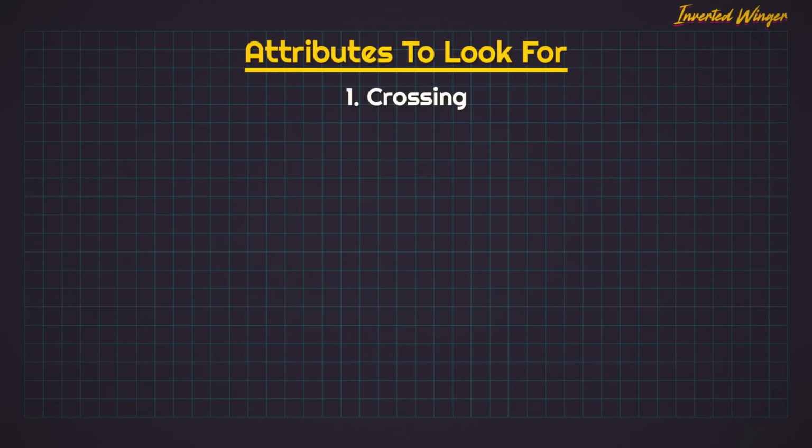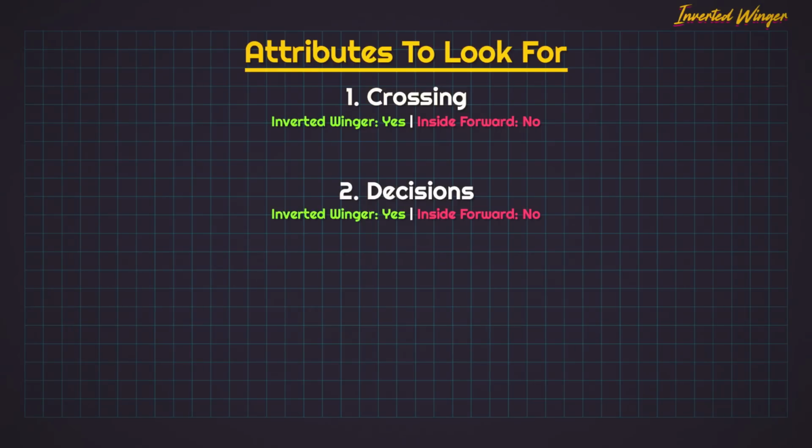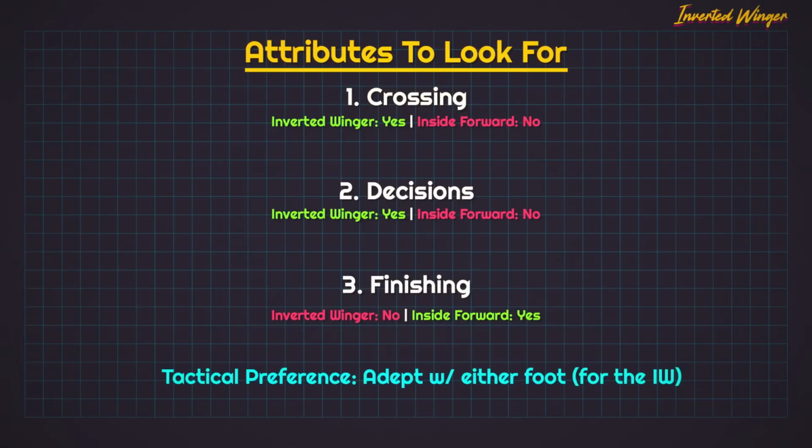For some player examples, as you've probably guessed, there is a ton of attribute overlap. But there are 3 things you should look for when choosing between the 2 in your formation, and an extra tactical preference. The first is the crossing attribute, which is an attribute needed for the inverted winger, but not the inside forward. The decisions attribute, which is another attribute needed for the inverted winger, but not the inside forward. And finally, the finishing attribute, which is an attribute needed for the inside forward, but not the inverted winger. My personal tactical preference is how adept they are at using either foot.